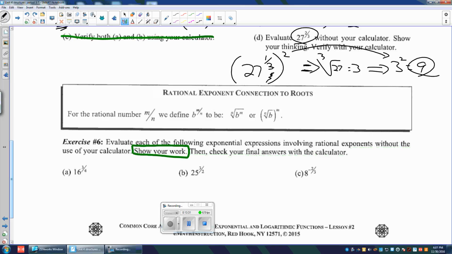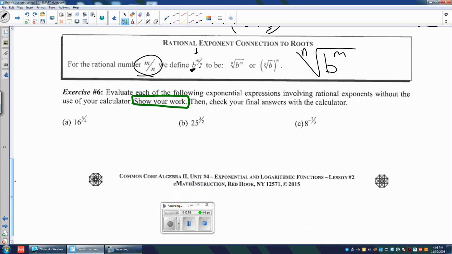For a rational number, m divided by n, we defined any number b as the base, b raised to the m over n, to be simply the nth root, the bottom number. The numerator goes on the top, inside the radicand, and then b to the m.